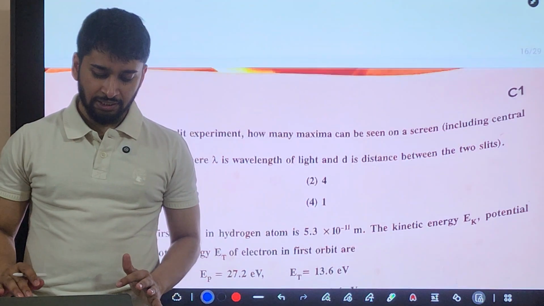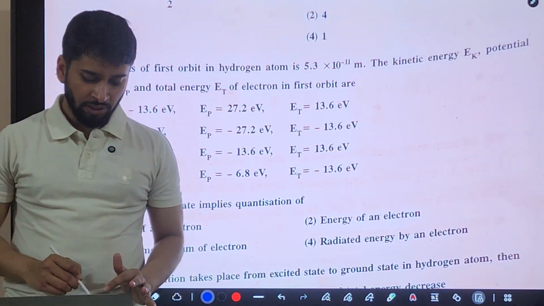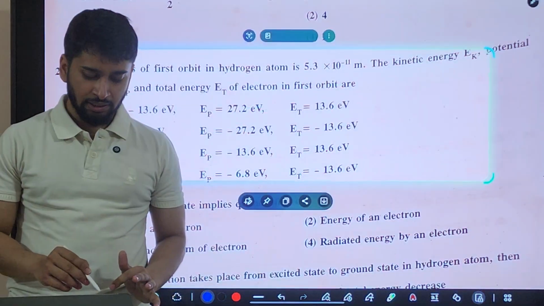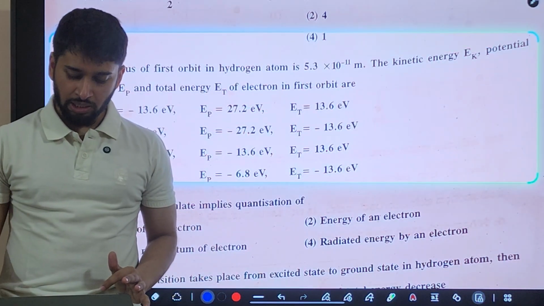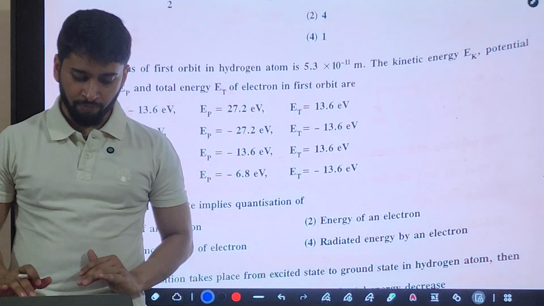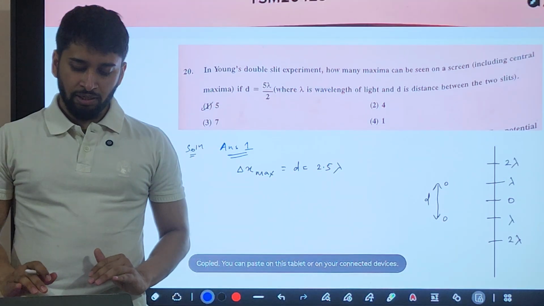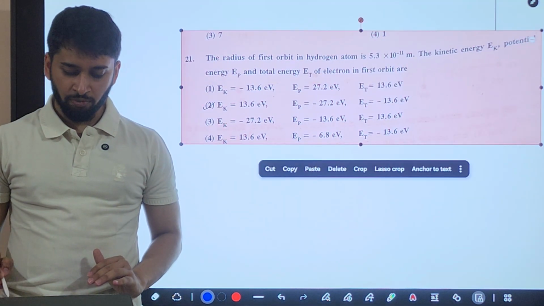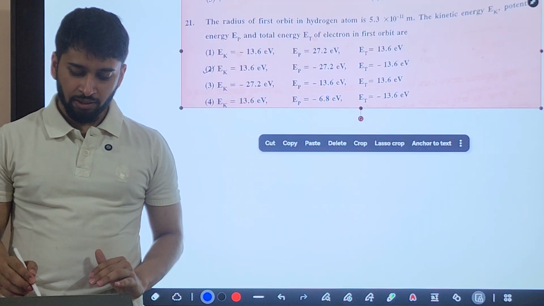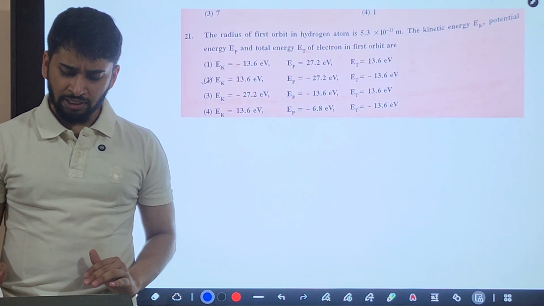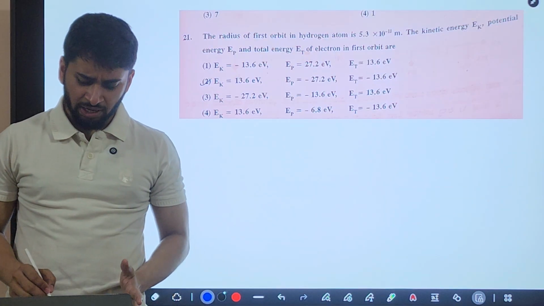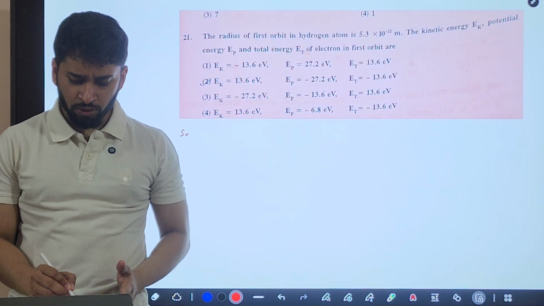Great. Let us see the next one, 21. What does it say? Let us see quickly. Let's not waste time. The radius of the first orbit of hydrogen atom is this, the kinetic energy and potential energy. So this is a very well known value. We don't need to do much.